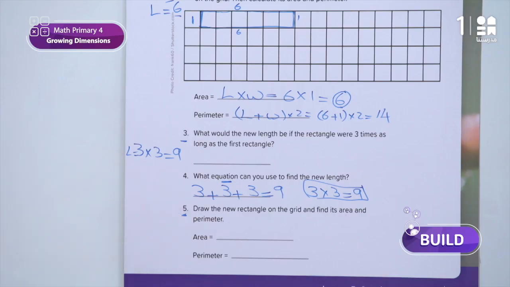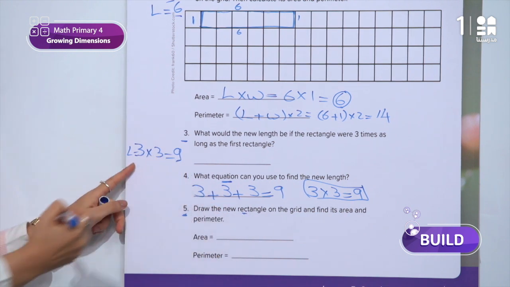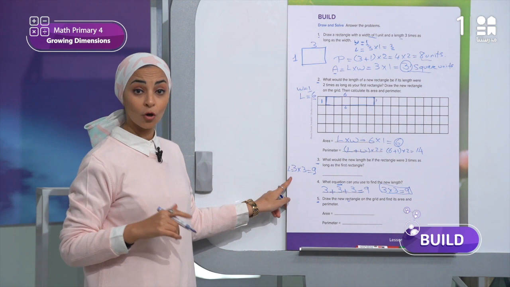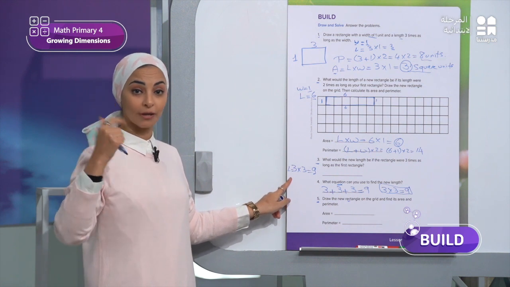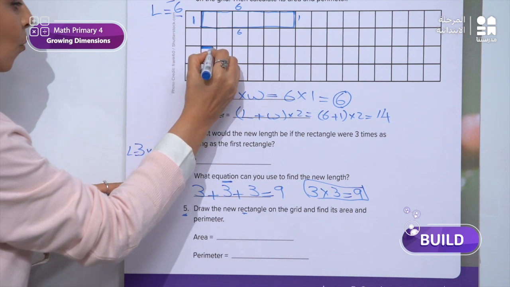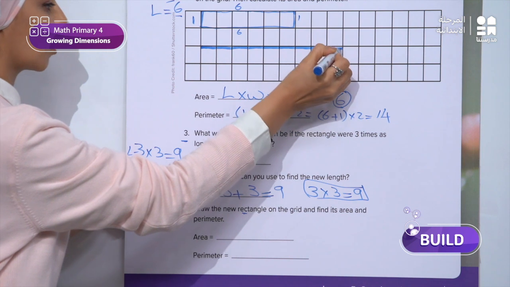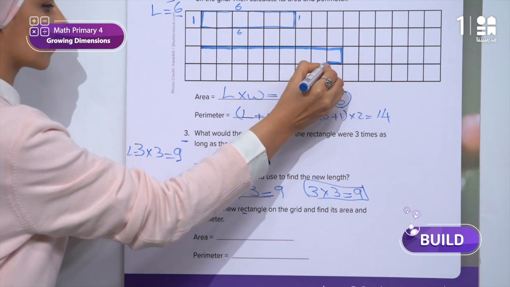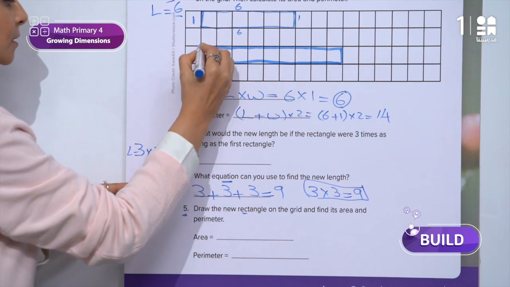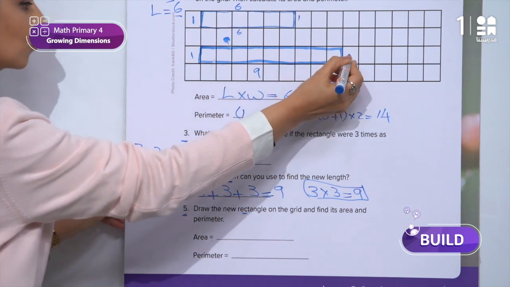دلوقتي هو problem number 5 عايزني أرسم الريكتانجل النيو ريكتانجل اللي هو اللينث بتاعه 9 والويدث the same 1. وبعدين to find the perimeter and area. تعالوا كده نرسمه على الجريد بتاعنا. يبقى هرسم 9: 1 2 3 4 5 6 7 8 9 والويدث بتاعي 1. And this is 9 and this is 1. يبقى length 9 والويدث 1.